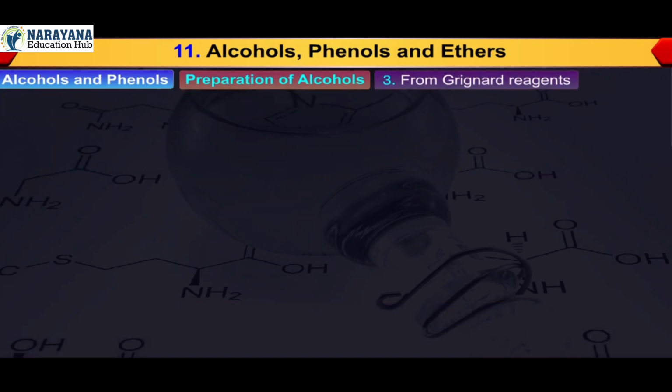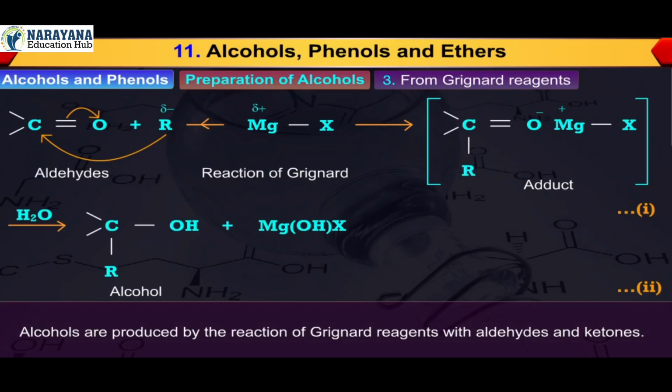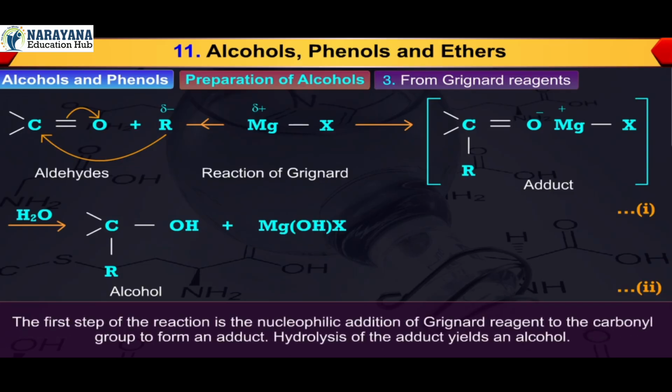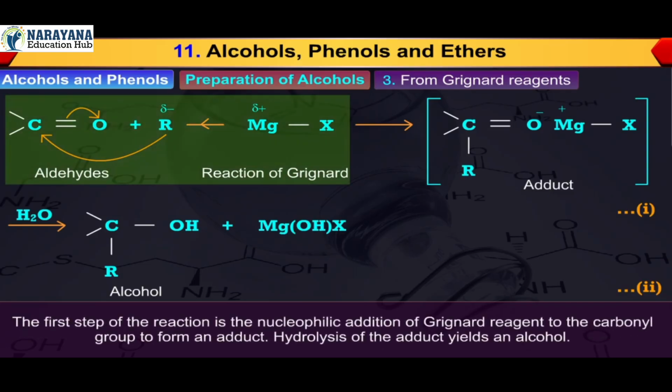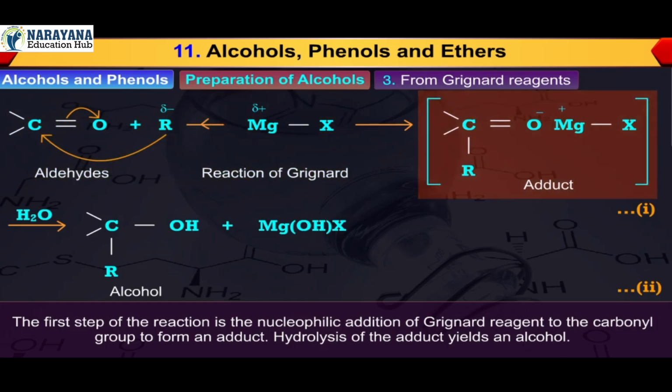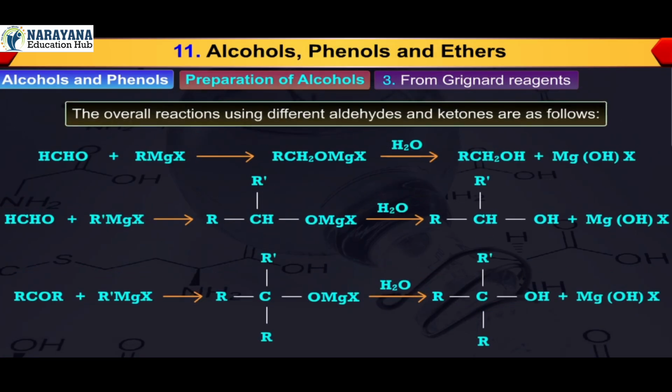Number 3. From Grignard reagents. Alcohols are produced by the reaction of Grignard reagents with aldehydes and ketones. The first step of the reaction is the nucleophilic addition of Grignard reagent to the carbonyl group to form an adduct. Hydrolysis of the adduct yields an alcohol. The overall reactions using different aldehydes and ketones are as follows.